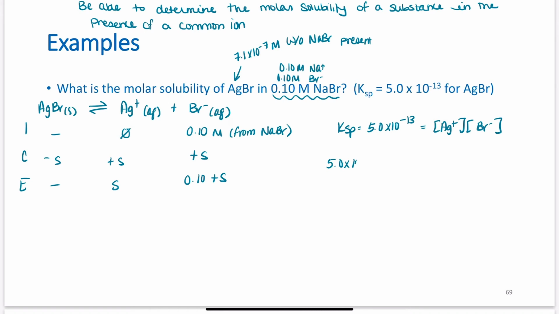Plug in my values from equilibrium. 5.0 times 10 to the minus 13 is equal to S times 0.10 plus S. We're going to assume this S is really small and goes to 0. We're going to ignore it, so it does simplify our math. We have 5.0 times 10 to the minus 13 is equal to 0.10 S. S is equal to 5.0 times 10 to the minus 12 molar.